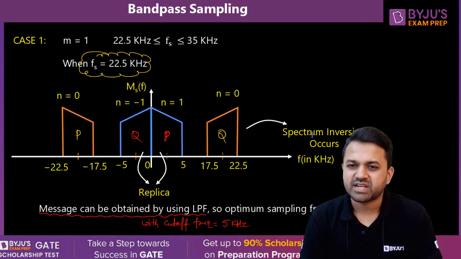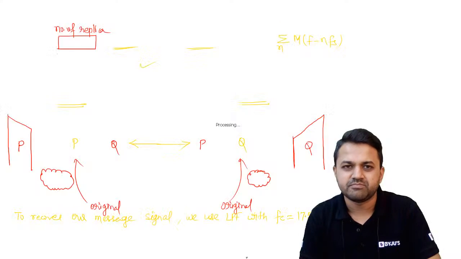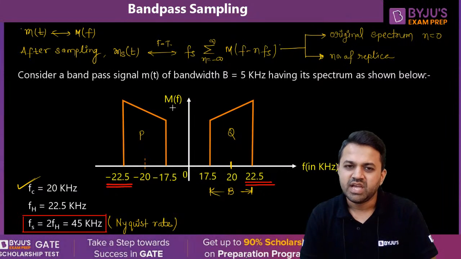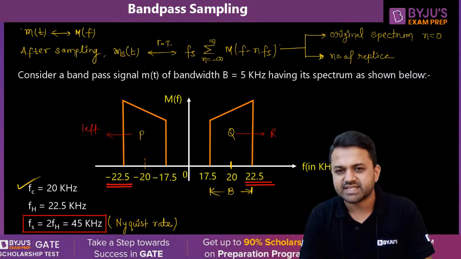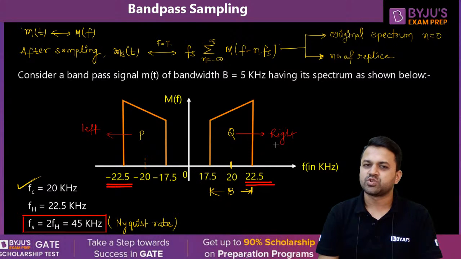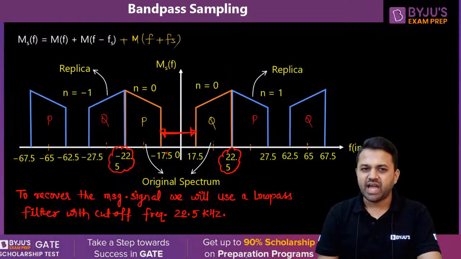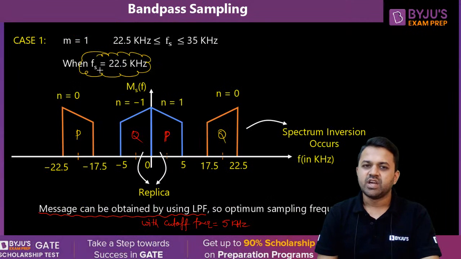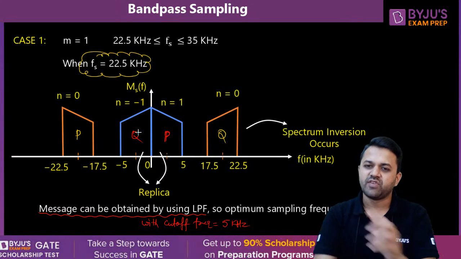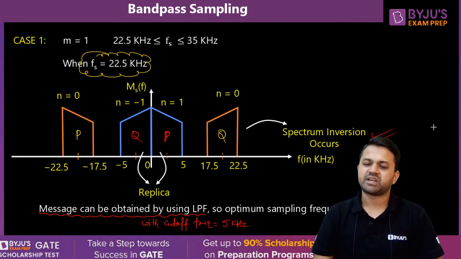Yes, so the spectrum is inverted here. Our original spectrum, here we can say this is our original spectrum. In the original spectrum, the P is on the left hand side and Q is on the right hand side. P should be on the left hand side and Q should be on the right hand side. But now when I am sampling with the sampling frequency 22.5, I am getting my information, but P is now on the right hand side and Q has reached the left hand side. That means they have inverted. So that is why we call it spectrum inversion.